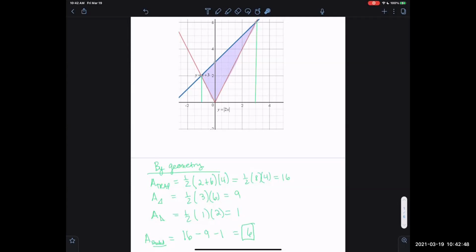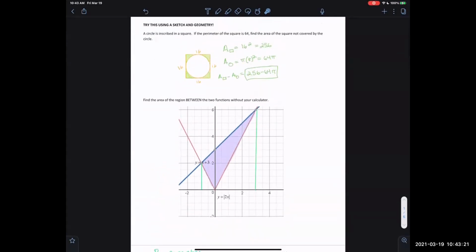And then the area of the right triangle over here, the one I was finding, is 1/2 times 3 times 6, which gives us 9. And the area for this other triangle is 1. Then it's a matter of taking the entire trapezoid's area and subtracting the parts we don't need. The parts we don't need are the two triangles. So 16 minus 10 is 6. Okay, so that's by geometry.